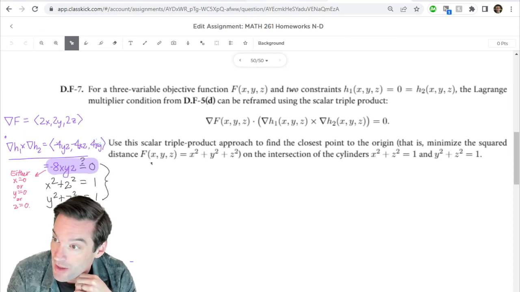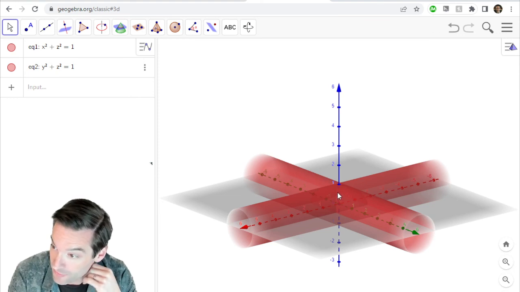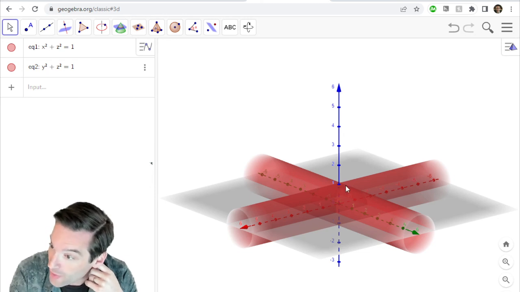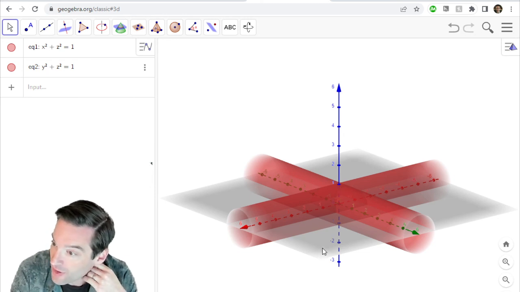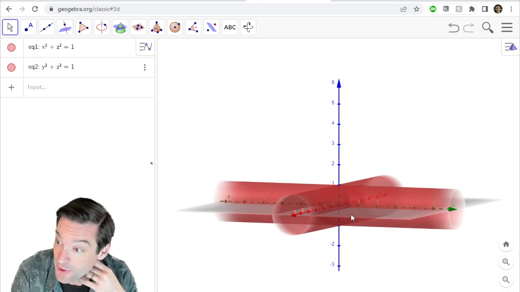It also is maybe not entirely surprising based on how the intersection of these two cylinders looks. If x is equal to 0, we're talking about the yz plane. And so this point right here at the top of the intersection of the two cylinders might be one of our potential constrained critical points, right? Same thing with the point at the bottom, which would be 0, 0, -1, and so forth.